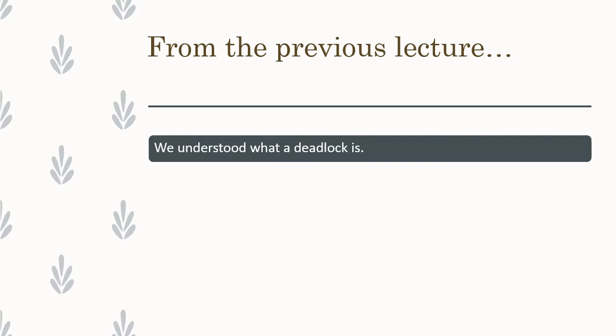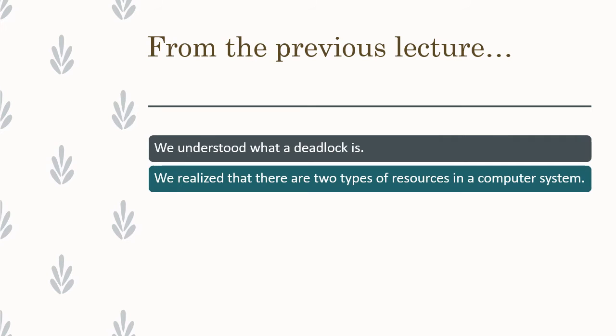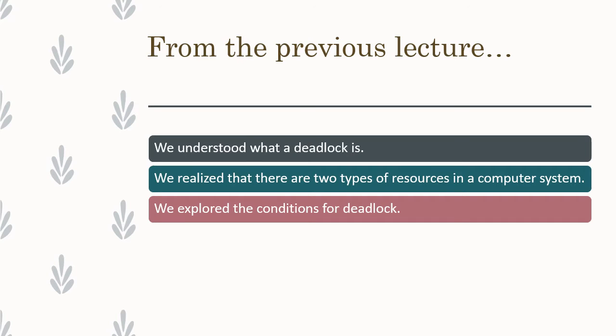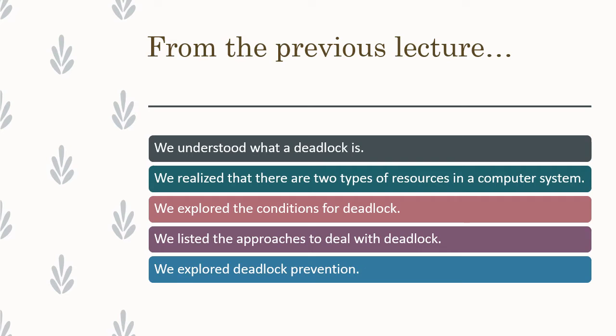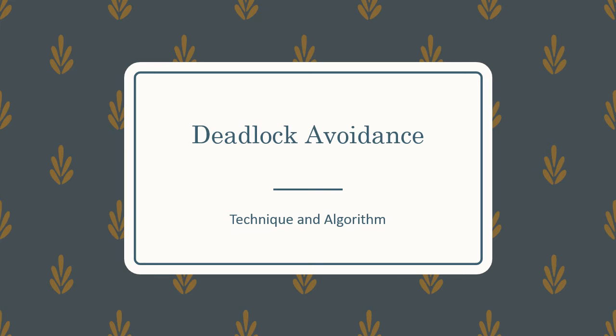In the previous lecture, we understood what a deadlock is. We realized that there are two types of resources in a computer system. We explored the conditions for deadlock. We listed the approaches to deal with deadlock. We explored deadlock prevention. Deadlock avoidance, technique and algorithm.